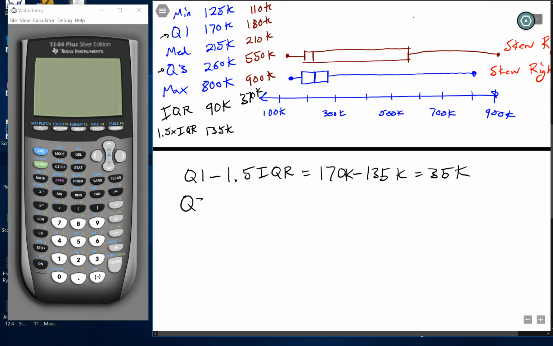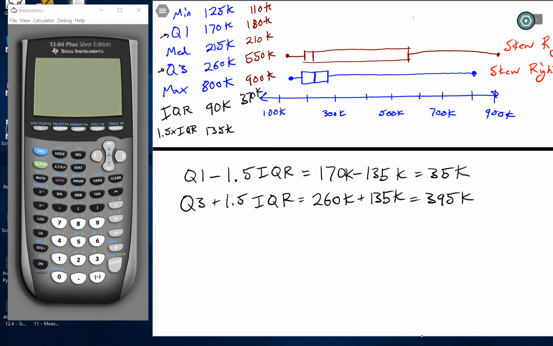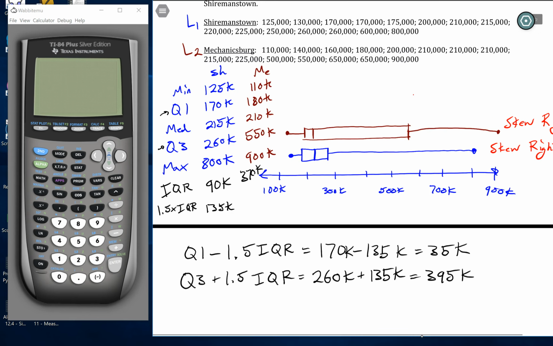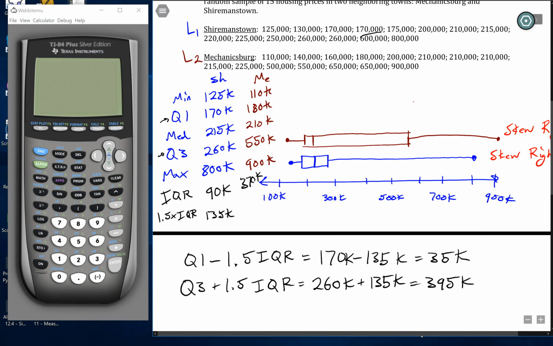Also, I'm going to go Q3 plus 1.5 times the IQR. So that's going to be, let's see, my Q3 is 260,000. And to that, I'm going to add 135,000 to find 395,000. If there are any houses above that, they are outliers. And if I look at my data, I actually do have 2 houses above this 395,000 mark. So these 2 are outliers.